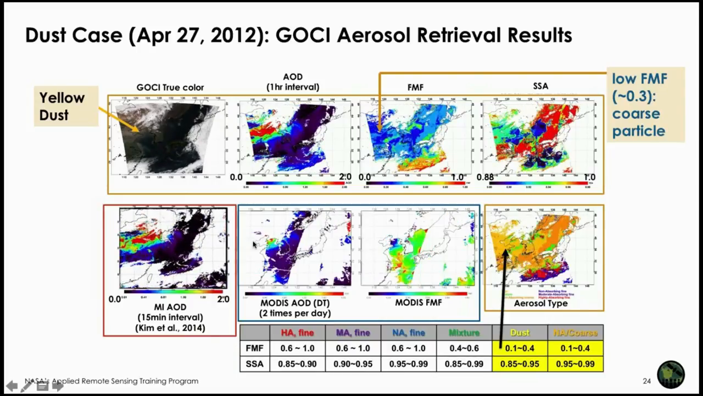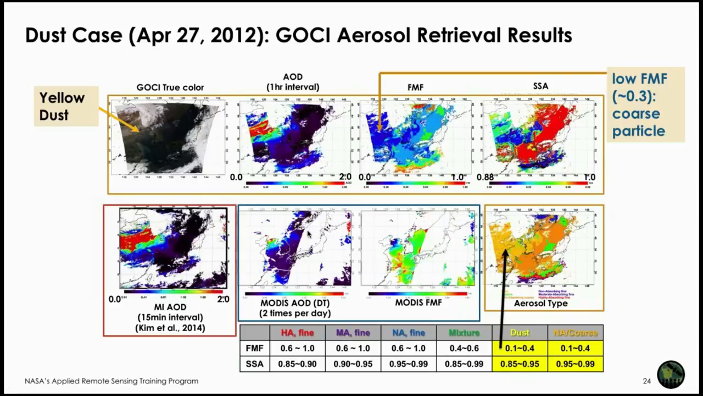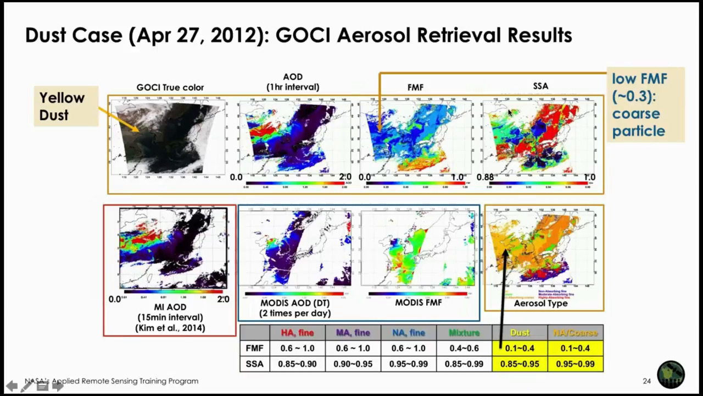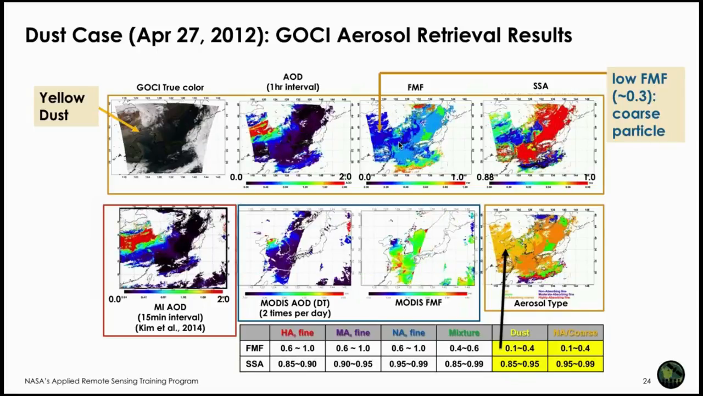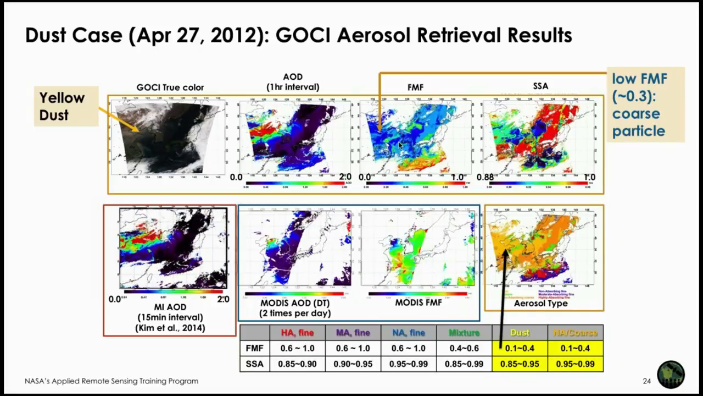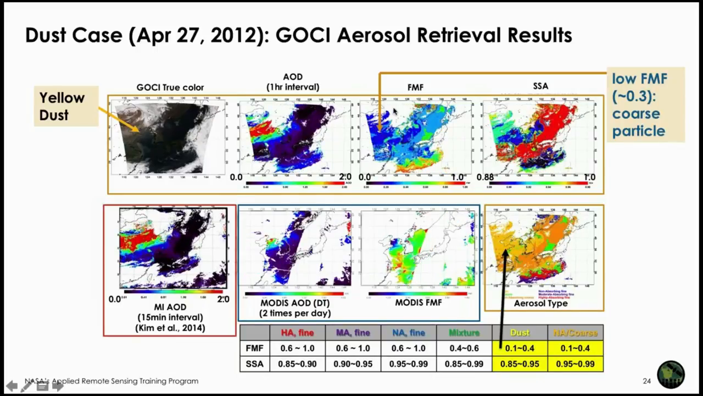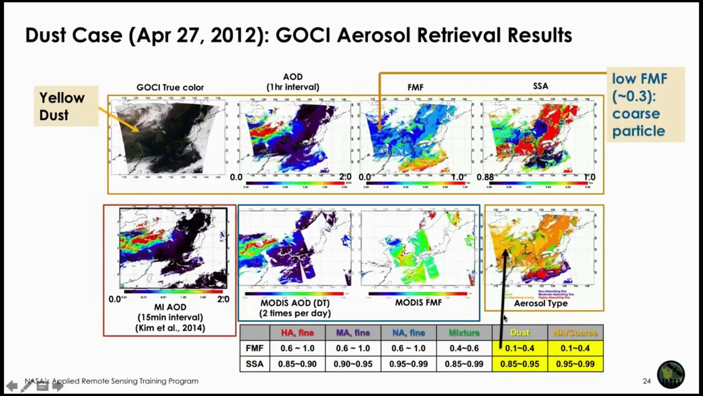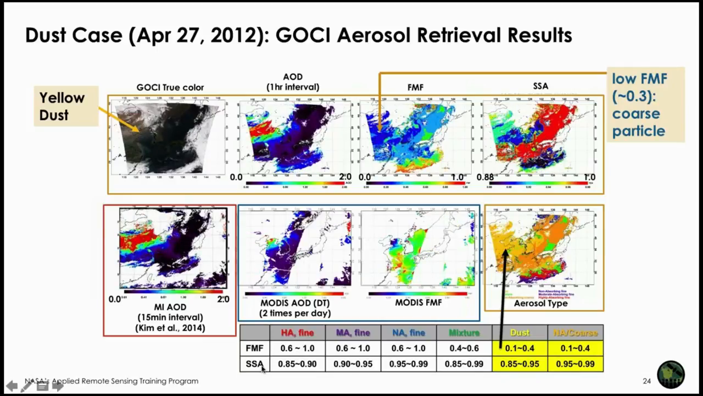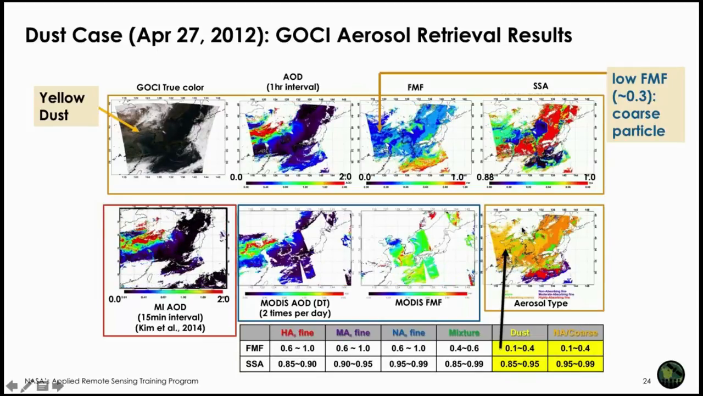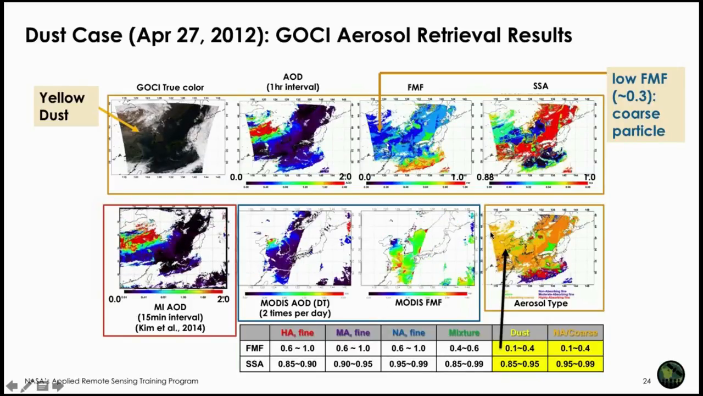But MODIS measures 2 times per day from Aqua and Terra, so there are only 2 scenes during a day. This aerosol plume shows a very low fine mode fraction, about 0.3. It means that coarse particles are dominant. And we can see this low fine mode fraction as a blue color here. And according to the aerosol type classification based on fine mode fraction and single scattering albedo, we can see the aerosol particles are classified as dust over this area.